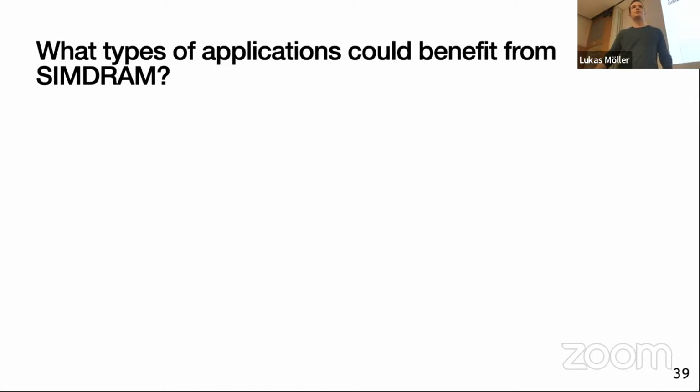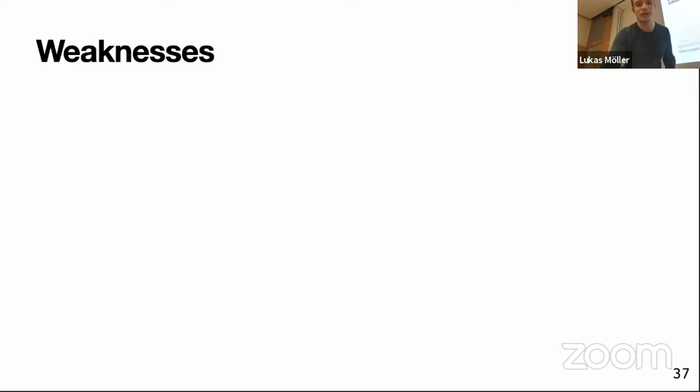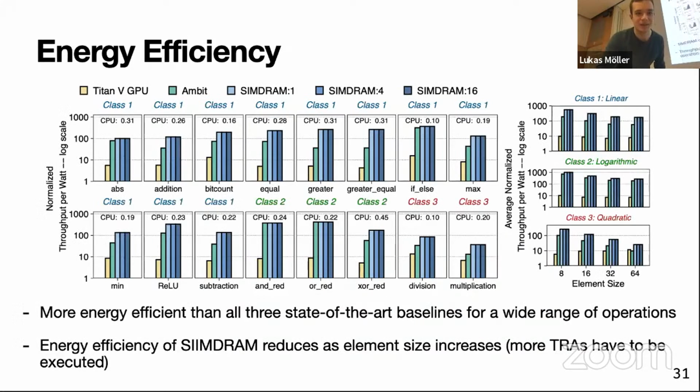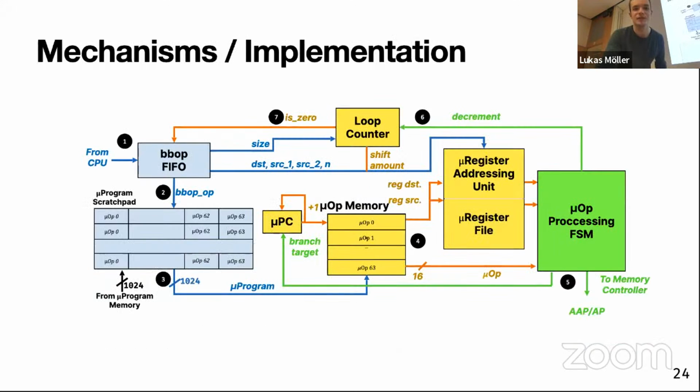Is there a reason why they have the hard-coded microprograms in a memory location? Isn't that a potential bottleneck? Not really, because, I went over it pretty quickly, but there's a scratchpad which stores the most recently used microprograms. I think there were 64 programs stored in the scratchpad, and they are only loaded when they're needed into the micro-op memory. Okay, thank you.